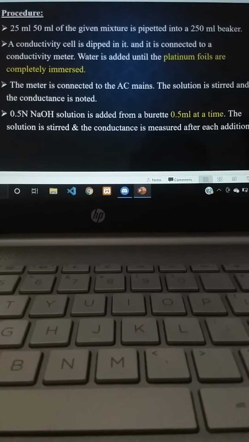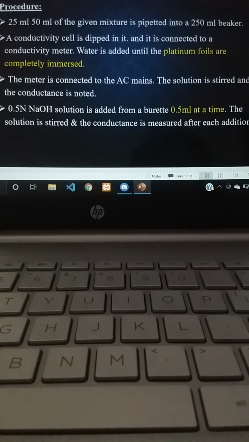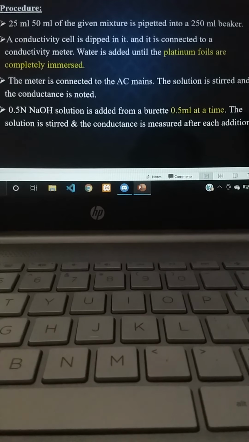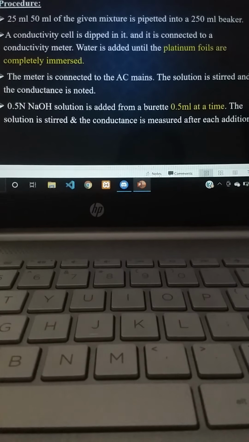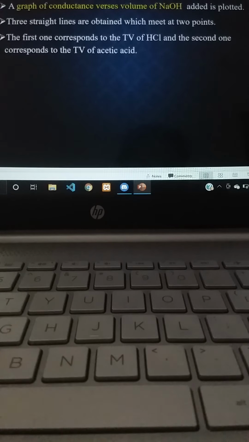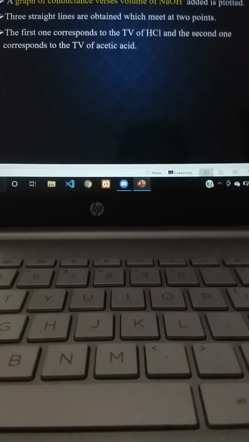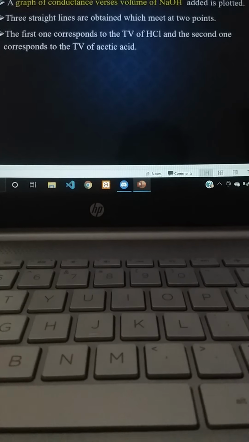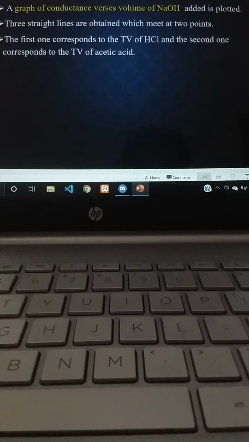The addition of sodium hydroxide is continued up to 5 to 6 readings after the end point, which is shown by the increase in the conductance. Next, on plotting a graph of conductivity versus volume of solution, three straight lines are obtained. The first corresponds to the total volume of HCl and the second represents the total volume of acetic acid. This is about the procedural part of the experiment.